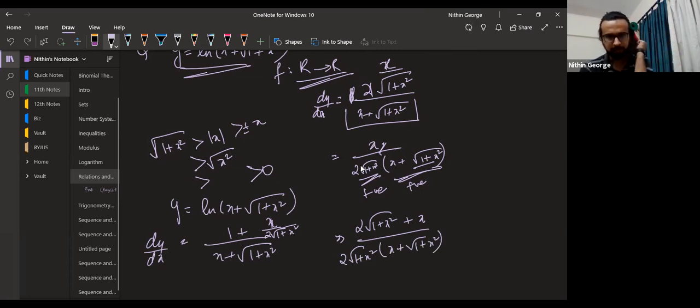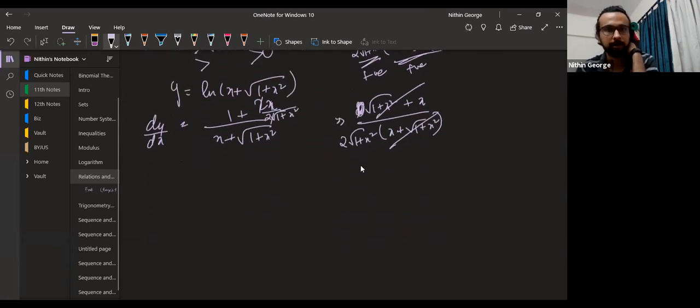Is there any calculation mistake here? Yeah, it's x square. It should be 2x here. Sorry. Yes. All right. So this gets cancelled out. This 2 doesn't exist here. Now what will happen? These two terms cancel out. And you get 1 by 2 root 1 plus x square. All right. This makes more sense. You get 1 by 2 root 1 plus x square, which will always be greater than 0.